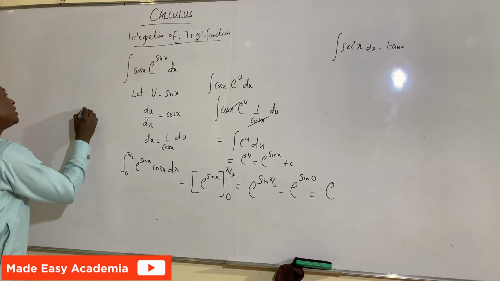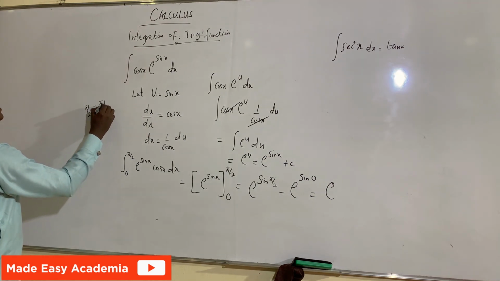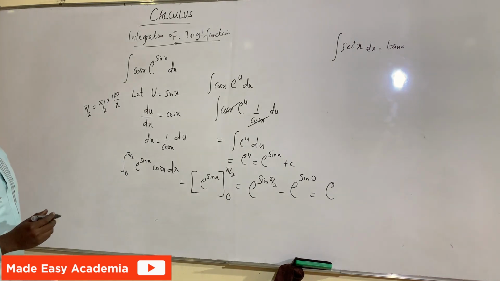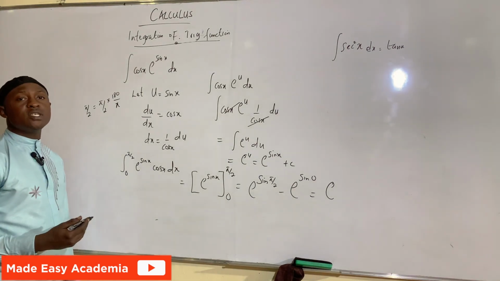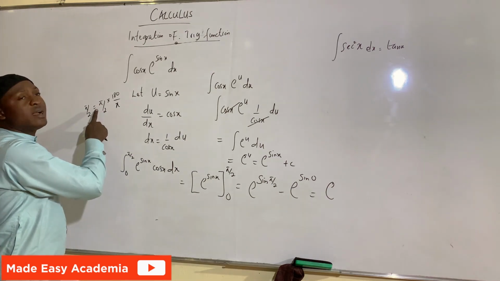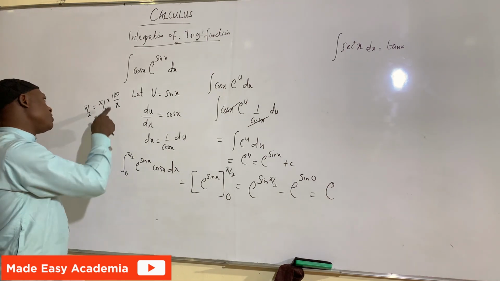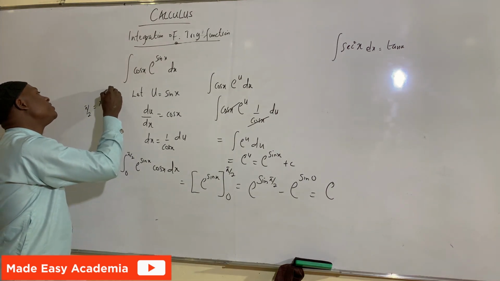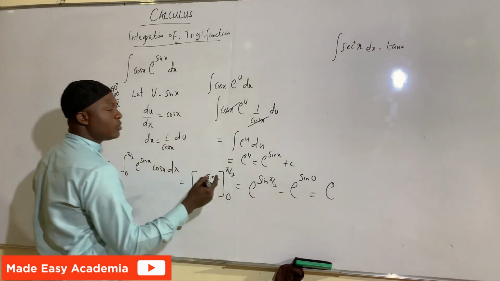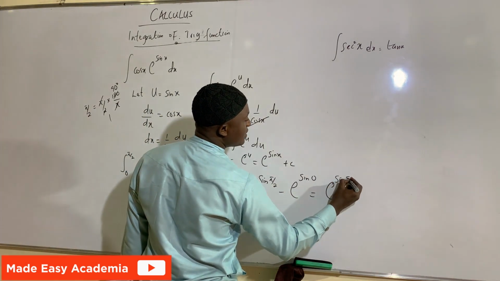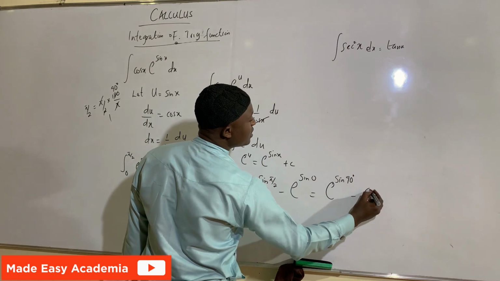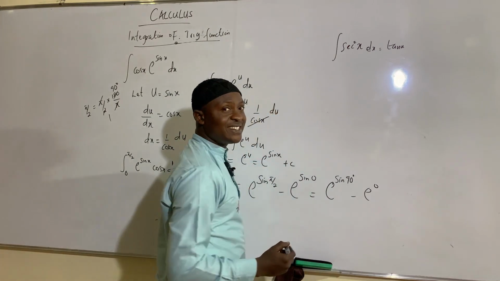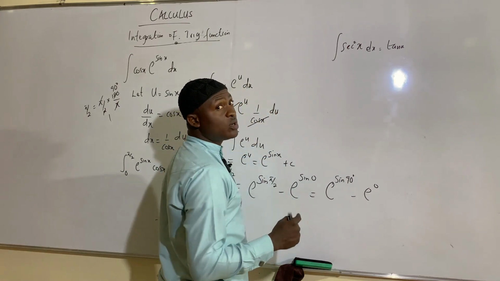Pi over 2 is nothing but pi over 2 times 180 over pi. If you missed our previous video on the conversion of radian to degree or degree to radian, whenever you have a value in radian and you want to convert it, you just multiply it by 180 over pi. So this can cancel this. 2 here, 1, 2 in 180, we are going to have 90. So then what we are talking about here is sine 90 degrees minus e raised to the power of sine 0. If you check your calculator, sine 0 is nothing but 0.